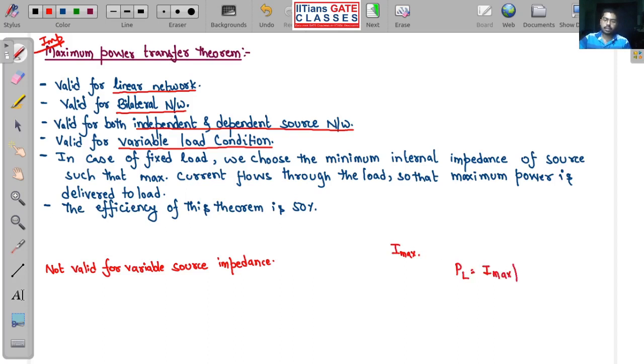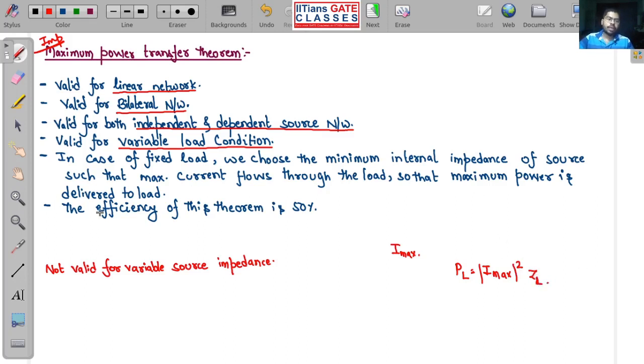I max into XL, or whatever is the impedance of the load. Okay, not XL, I should be writing it as ZL. Okay, I max square ZL. So this implies load. Okay, load, not inductor.